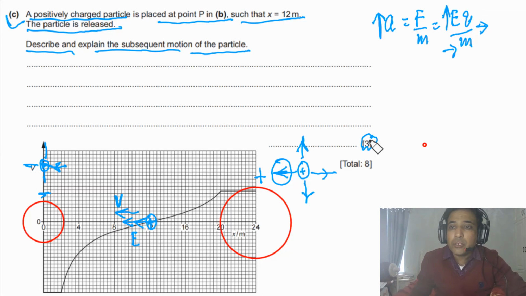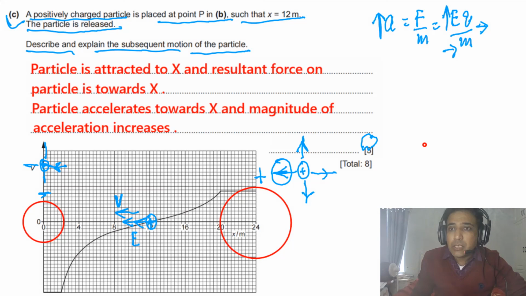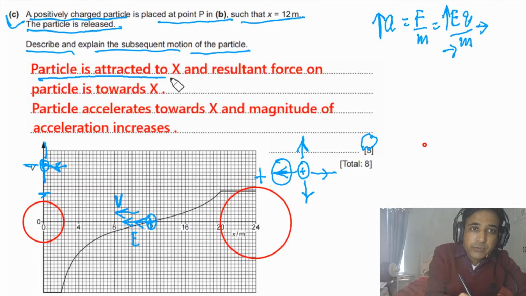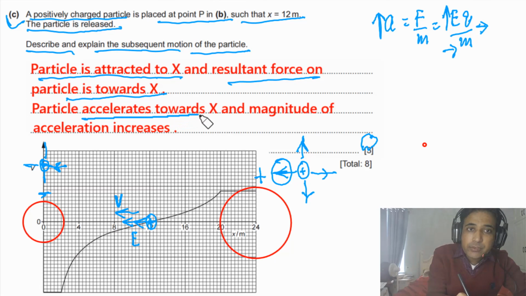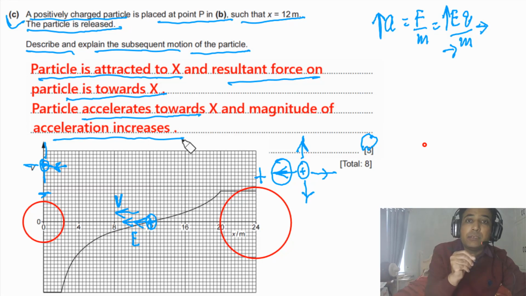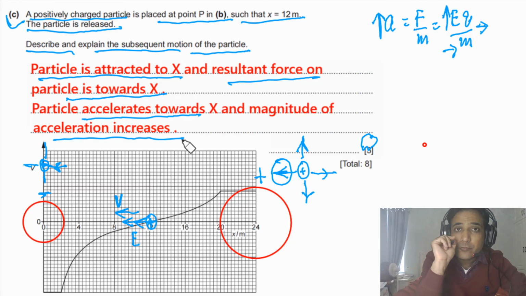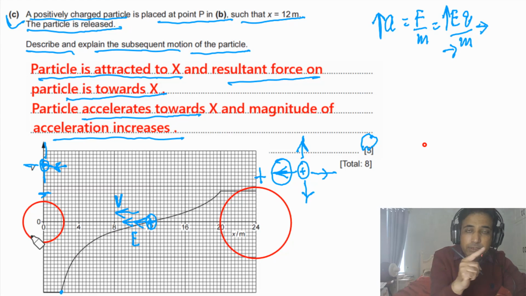Now let me show you the answer, how you can write it down. In the answer you can mention these points. You can say the particle is attracted to X and the resultant force on the particle is towards X. The particle accelerates and the magnitude of acceleration is increasing. If you look at the last graph, when we sketched the graph between electric field and distance, you will see the electric field at this point was maximum. So if we go this way, the electric field is increasing, which means the electric force is increasing. So this is how you need to answer.